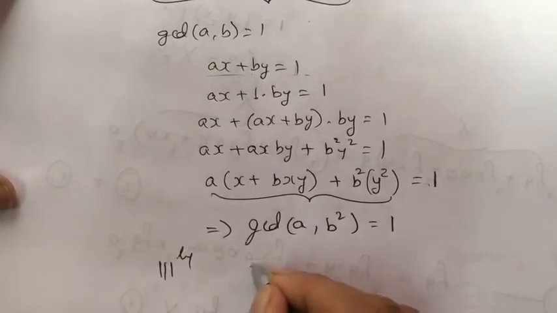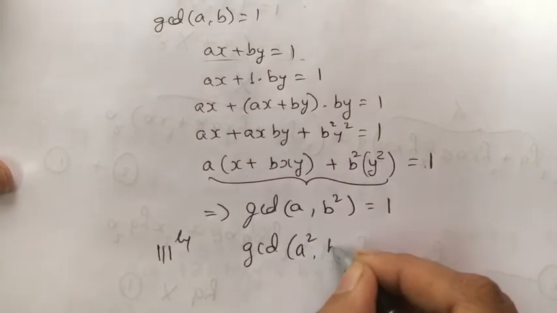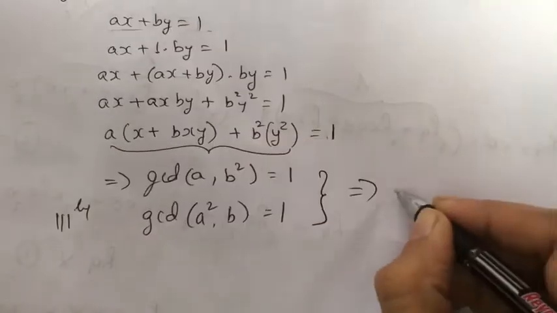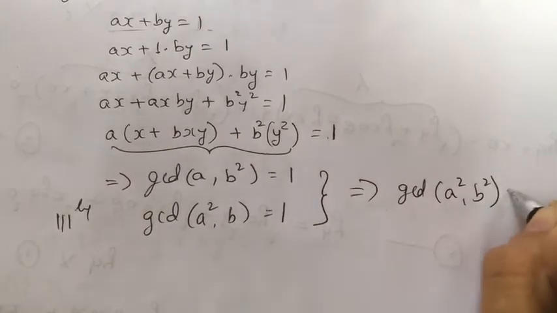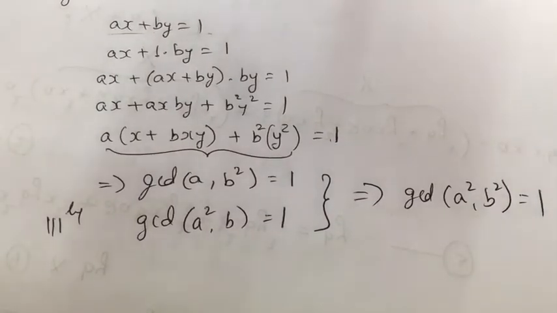Similarly, you can prove GCD of a square b equal to 1. So from these two you can write GCD of a square b square equal to 1. This is the other way of proving.